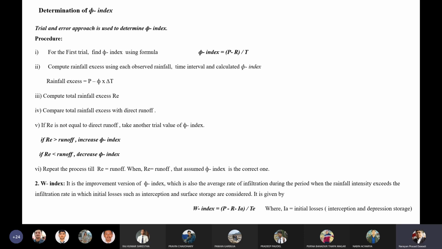Phi index is P minus R divided by T. W index is P minus R minus IA by T, where in the W index the total precipitation is considered, while for the phi index the excess precipitation is considered. And in phi index there is no provision of the initial losses, whereas in the calculation of the W index there is provision of initial losses.